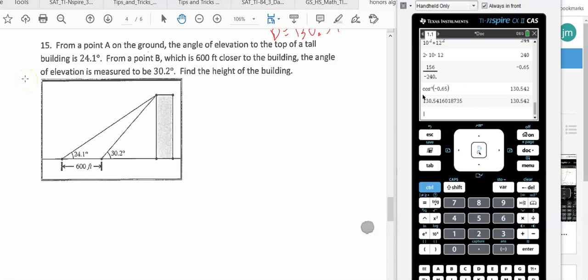So from a point A on the ground, well, it's pretty much drawn there. Find the height of the building. So we're looking for this distance here, x. Right away I see we can figure out this angle, right? So let's do that. 180 minus 30.2 is 149.8. That might help us. I don't know.